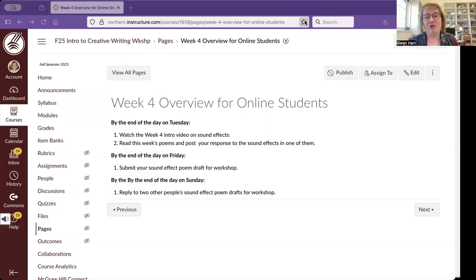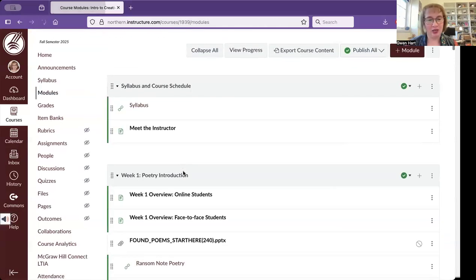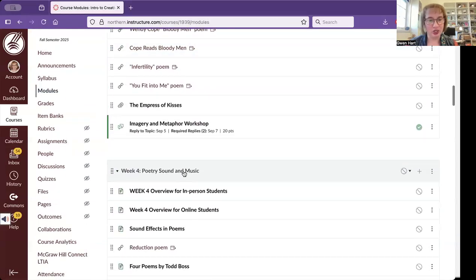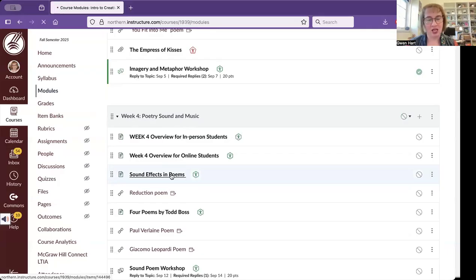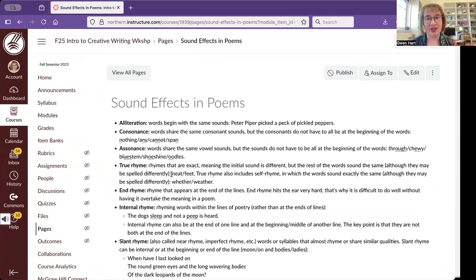Then by the end of the day on Friday, you're going to submit your sound effect poem, so your poem using sound effects, and I'll go over what your options are for that. And then by the end of the day on Sunday, you're going to respond to 2 other people's sound effect drafts. So let me go back to the module just so I can pull up. You'll also have access to this explanation, but I just want to talk through it for you briefly.